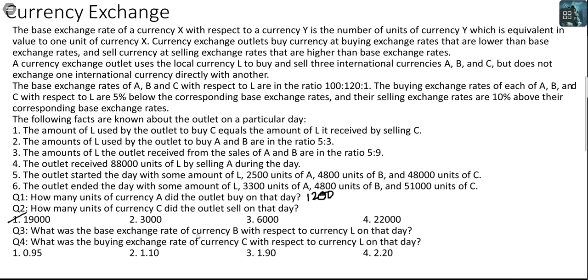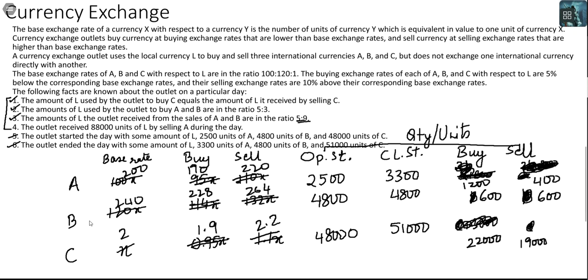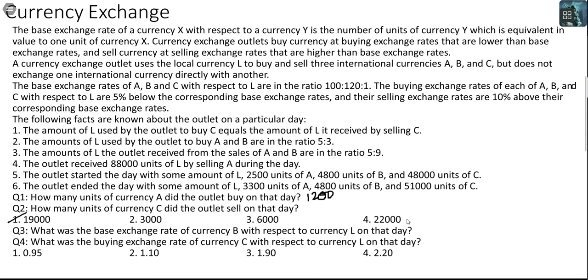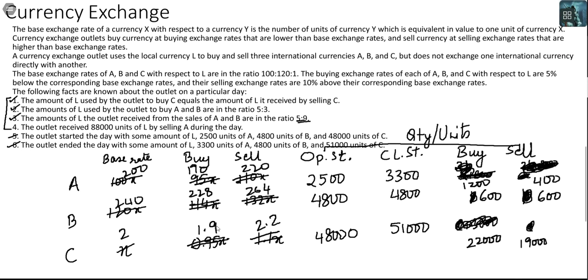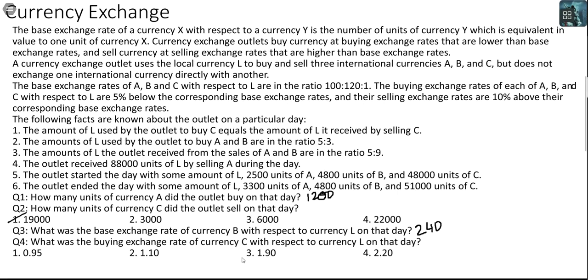What was the base exchange rate of currency B with respect to currency L on that day? Base exchange rate of B is 240. So answer to question number 3, 240. What was the buying exchange rate of currency C with respect to currency L on that day? Buying rate is 1.9. So answer option 3, 1.9.